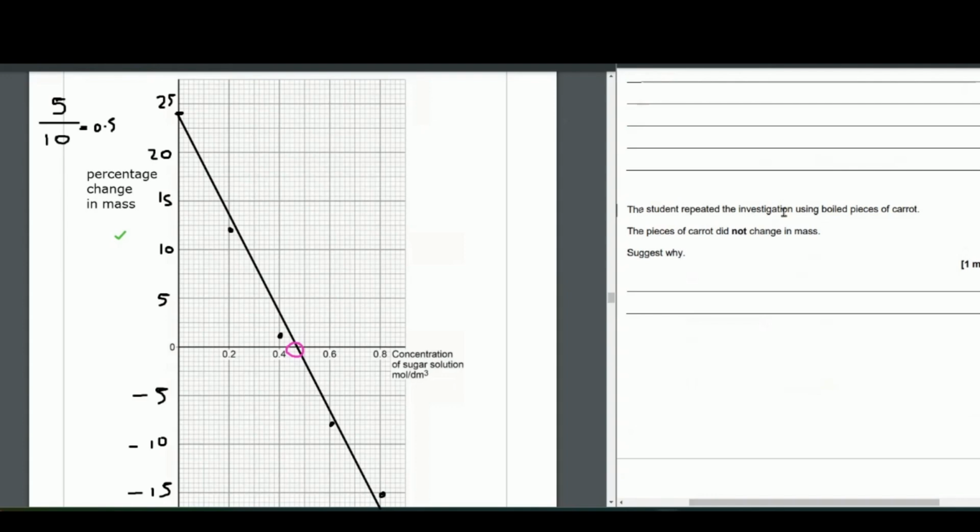The student repeated the investigation using boiled pieces of carrot. They didn't change in mass. Suggest why? Right. Well, boiling a carrot is going to basically damage the cell membrane and actually melt the lipids that we find in the cell membrane, the cholesterol and lipids. So it damages the cell membrane, and that will get us a mark. If you think of what you do to butter, if you put it in the microwave or in a frying pan, your cell membranes will melt. All right, let's move on.